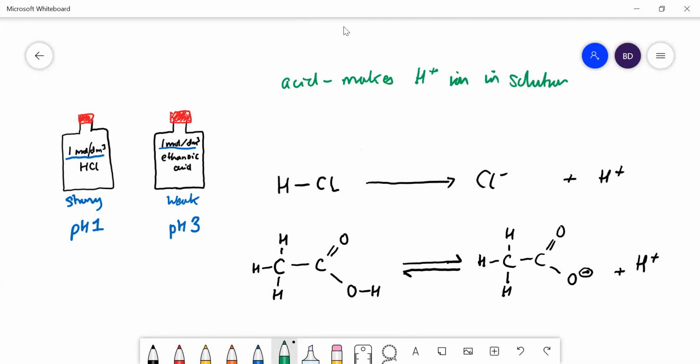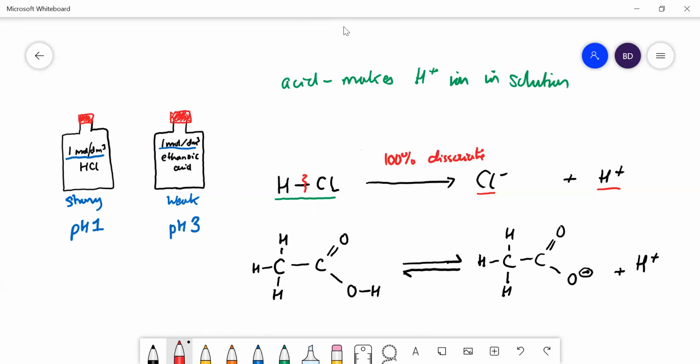Okay, so we can see hydrochloric acid. This is a covalent molecule, and that bond breaks there, and it gives a chloride ion and a hydrogen ion. Now, hydrochloric acid is a strong acid, so 100% of the hydrochloric acid molecules will dissociate. In other words, turn into ions.